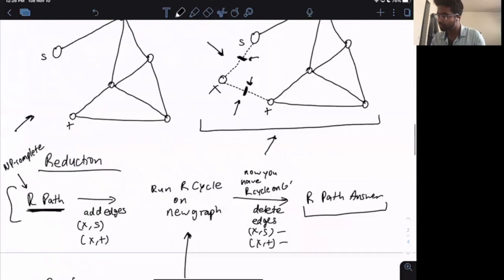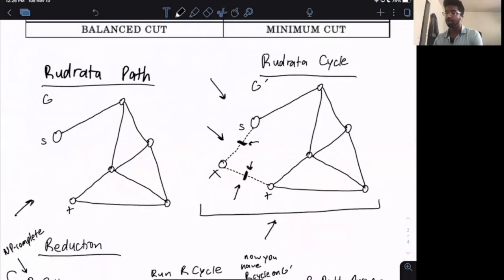You know this because if you look at G prime, let me just erase some of this stuff, let's say you calculated and found some sort of Hamiltonian cycle. We know a Hamiltonian cycle passes through every vertex exactly once. So once you have a Hamiltonian cycle, that means it passes through x exactly once, which means it uses xt and xs exactly once.